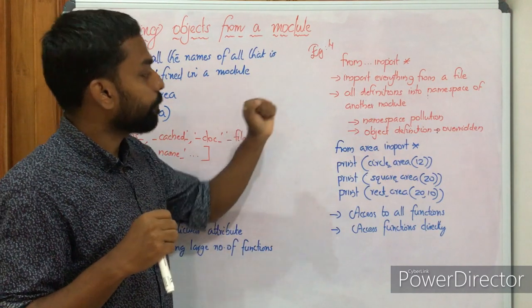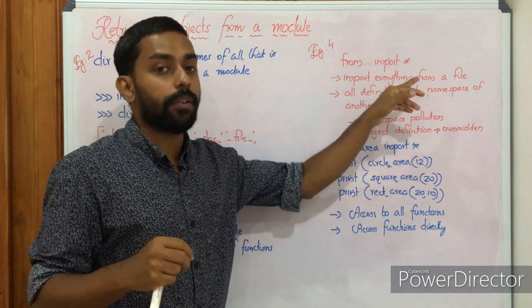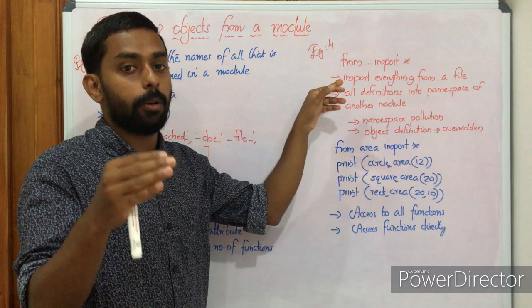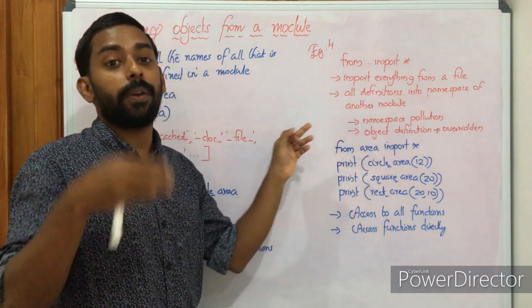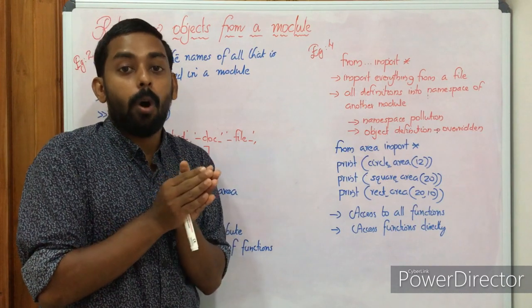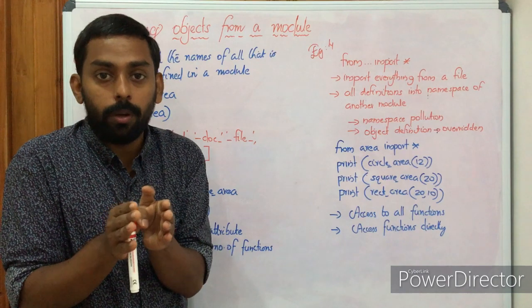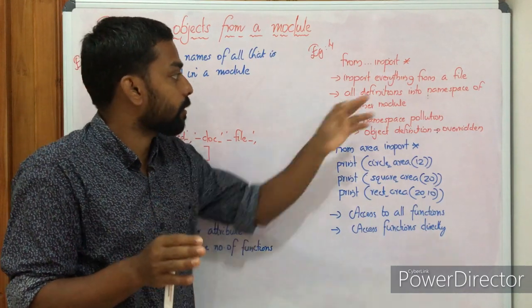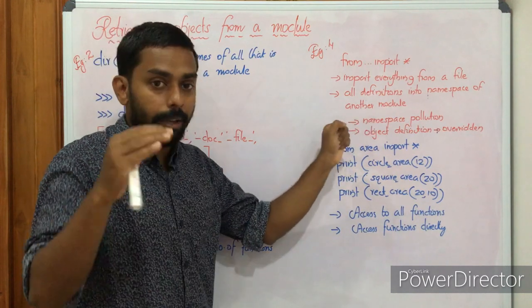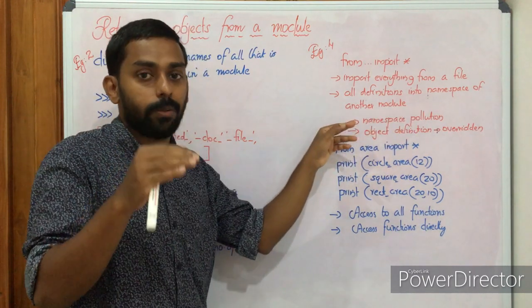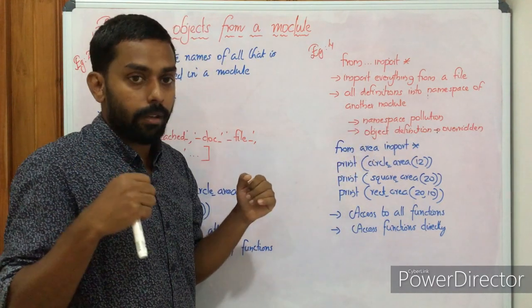Okay, so from import star, that's the third method. Import everything from a file, import all the attributes from a file, and import all definitions into the namespace of another module. Okay, it imports all the attributes or all the definitions from a file or from a module, and it imports all the definitions into the namespace of another module. Okay, and it may result in namespace pollution. That is why it's not that recommended a method. Okay, then object definition results in overriding.